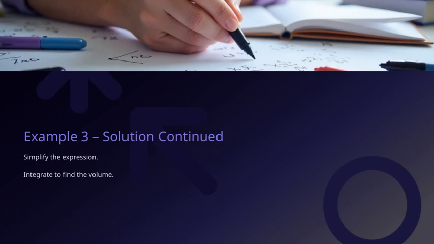Now let's move on to the next step, integrate to find the volume. This means we'll set up an integral that covers the entire region we're interested in. Once we've established the correct limits, we'll perform the integration to determine the total volume. Next, we'll simplify the expression we get after integrating. Simplifying is crucial because it helps us interpret the result more easily and ensures our answer is as clear as possible.